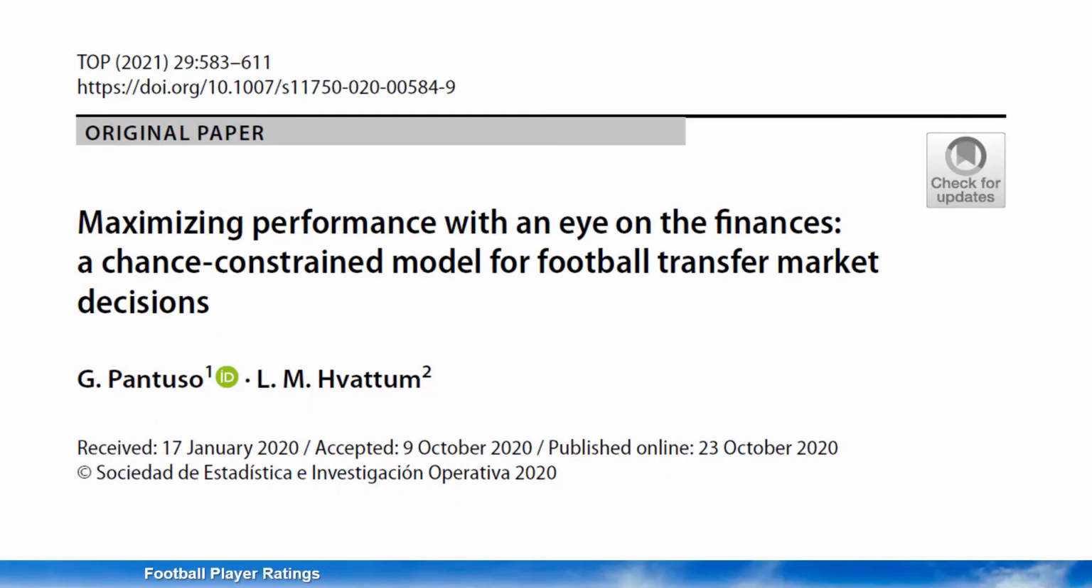The title of the paper that we will discuss is Maximizing Performance with an Eye on the Finances, a chance-constrained model for football transfer market decisions. This reveals that the paper is not primarily about plus-minus ratings, and so besides presenting a new variant of plus-minus ratings, the paper also considers a separate mathematical model for providing decision support for clubs during transfer windows.